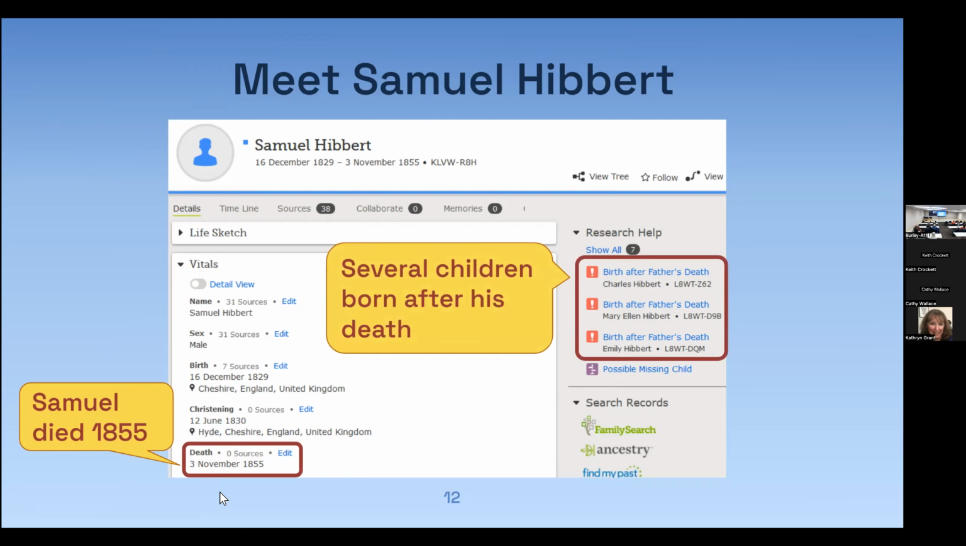It's saying that he had kids after he died, which is an obvious impossibility except for about 9 months, right? And after that, there's no biological way that those kids can belong to him. So a user came along and said, "Oh my goodness, obviously he didn't die in 1855 if he had kids after that time." So she removed the death date.